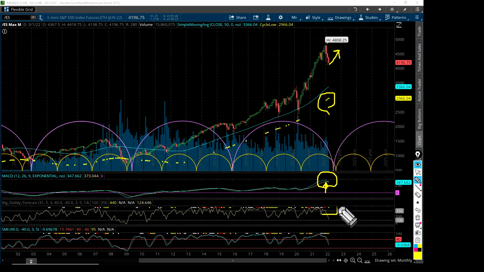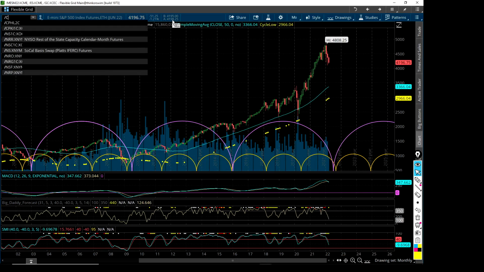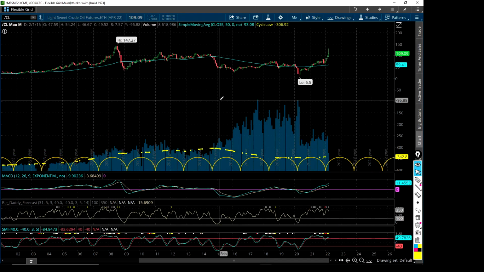But a lot of divergence warnings going on here, both in the Big Daddy forecast, which of course is my own algorithm. Okay, and it's usually not wrong. So we got some stuff going on here. So that's my take on the monthly. Okay, I'm not going to look at the weekly. Let's switch over to crude oil, which has been absolutely hot on fire.